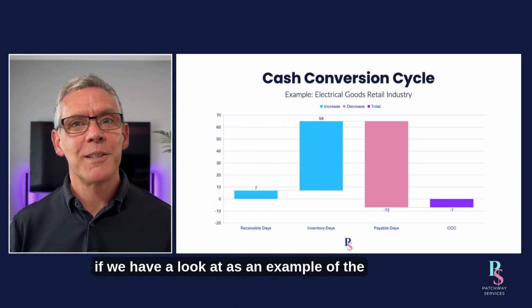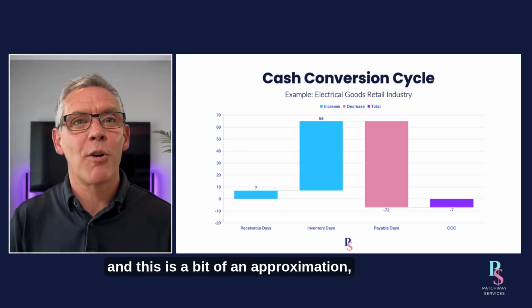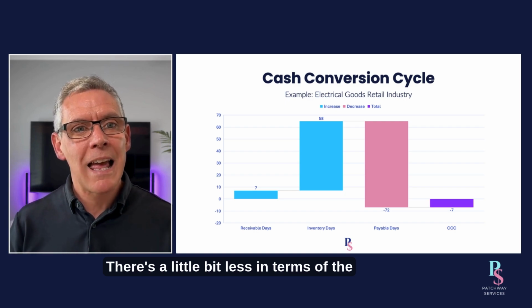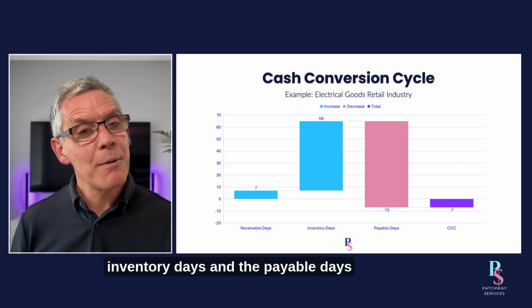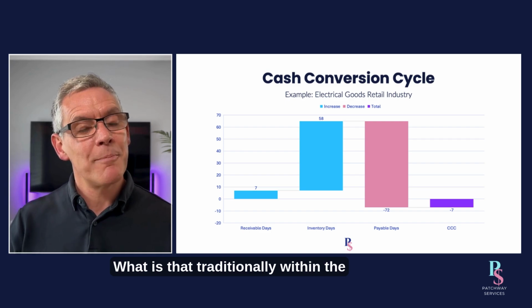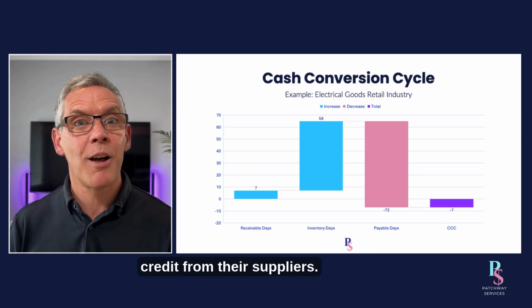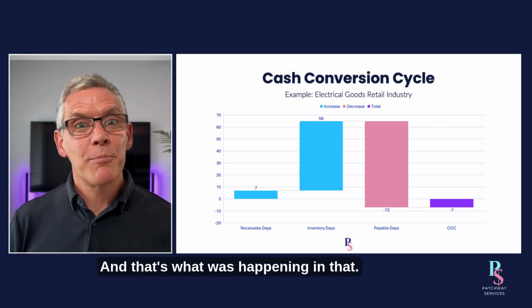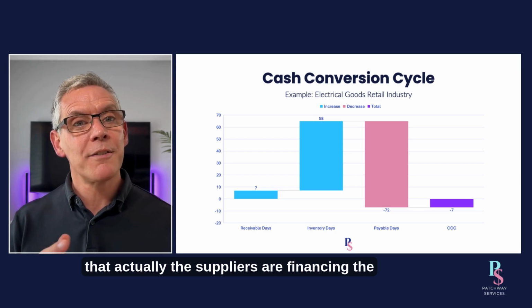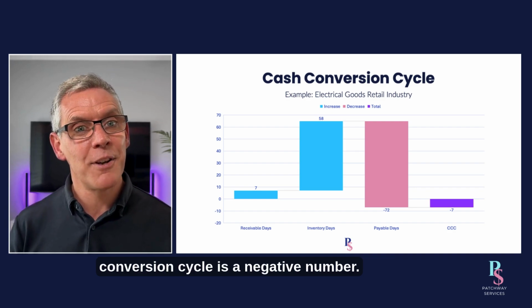Well, what we can do with this is have a look at, as an example, the electrical goods retail industry, and this is a bit of an approximation, but we can see a similar sort of cycle. There's a little bit less in terms of the inventory days, and the payable days are greater. So what this means is that traditionally within the industry, other organizations are getting more credit from their suppliers. And that's what's happening in that example, that actually the suppliers are financing the organization's working capital because the cash conversion cycle is a negative number.